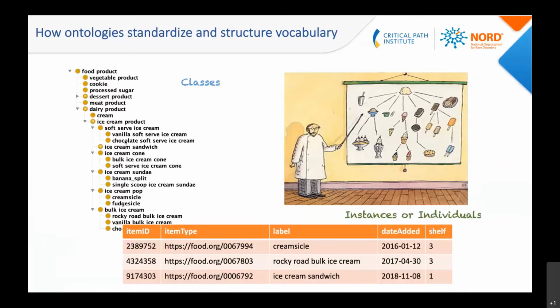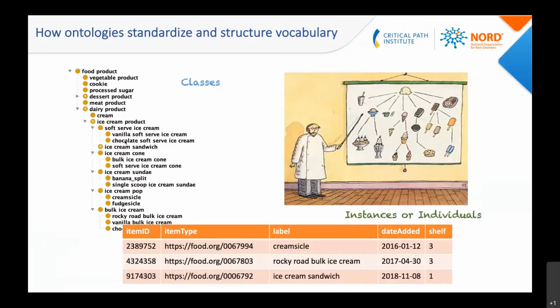And the way that we do that is by creating instances of those classes, which are also sometimes called individuals. So each instance has a unique identifier. And if we look just at the first row of this table, we've got an item 2389752. And we define that as an instance of the class, which has a URL in the second row, and that class is labeled creamsicle. And because the class has a URL that's resolvable, our data are now automatically linked and available through the web.